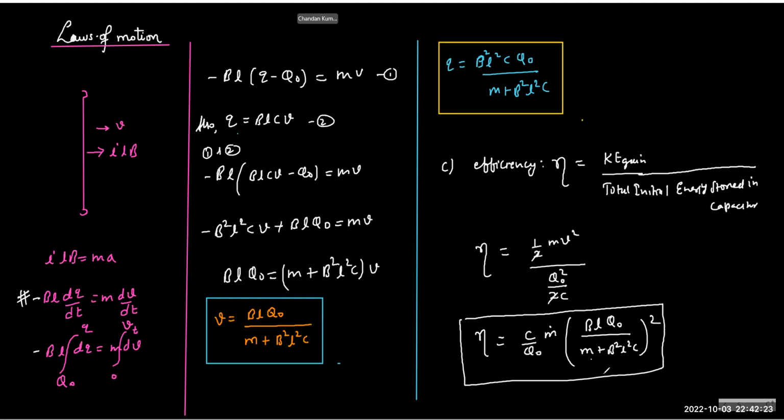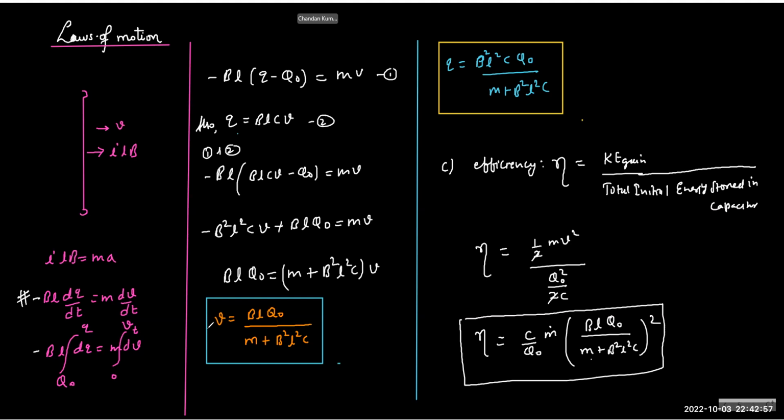So for what value of m, the question is, for what value of m will the efficiency be maximum? This is like a function which you have to differentiate, and upon differentiation we'll get the answer. Can you differentiate and tell me the answer? It's pretty easy. You can try this out. Tell me the maximum efficiency. Find the m for which this is maximum.